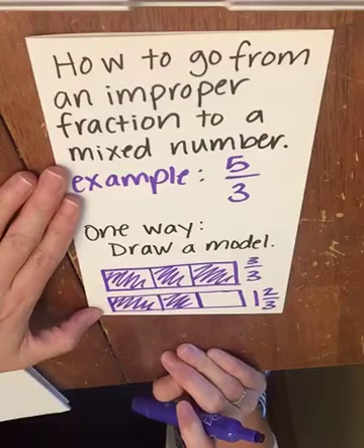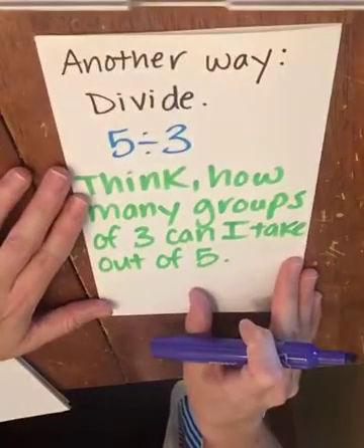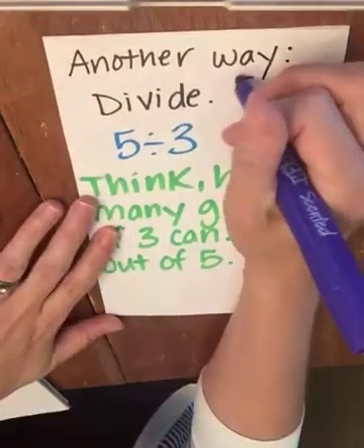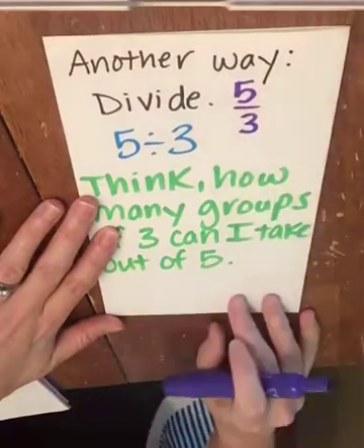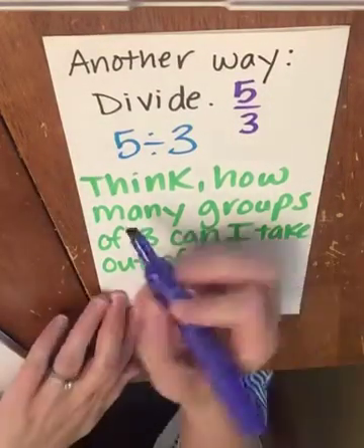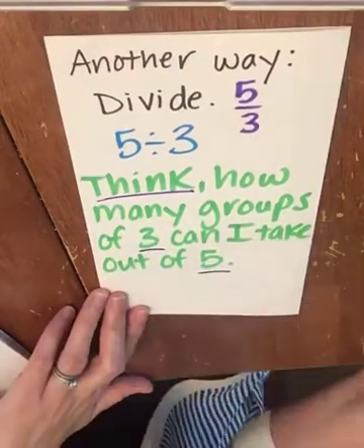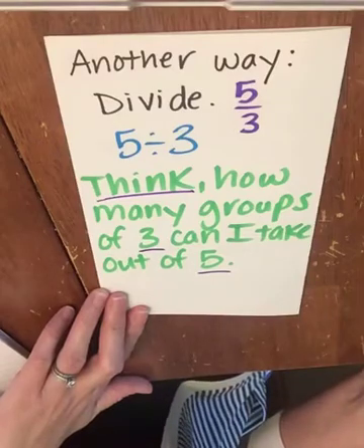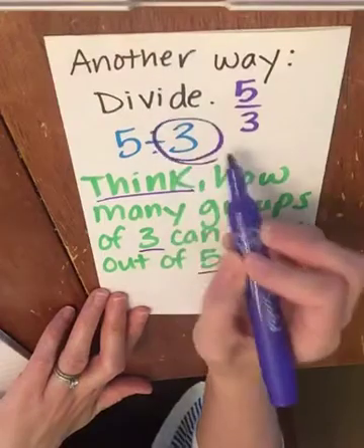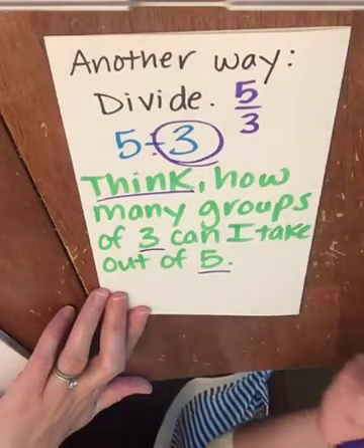We also used dividing as a method. So if I look at dividing, we're going to use the same fraction here, 5/3. I'm going to divide 5 divided by 3. Now, when I get ready to do this, I want to think about how many groups of 3 I can take out of 5, or how many times I can subtract my denominator, this 3, out of my numerator. In this case, I can actually take one group out.